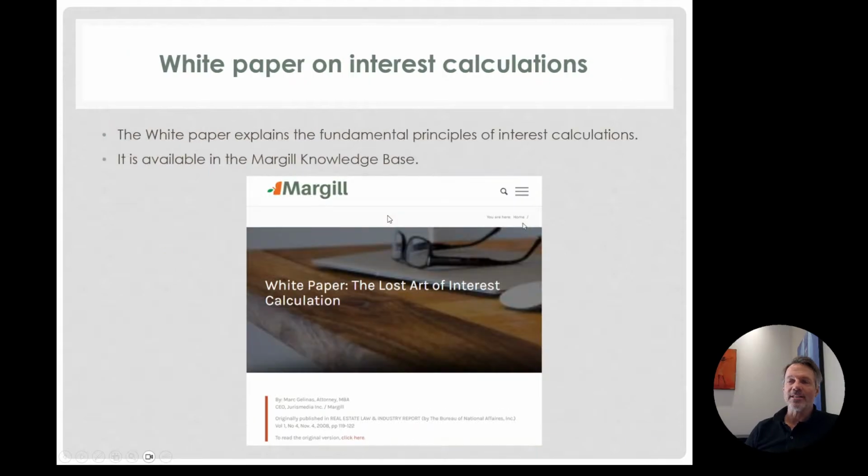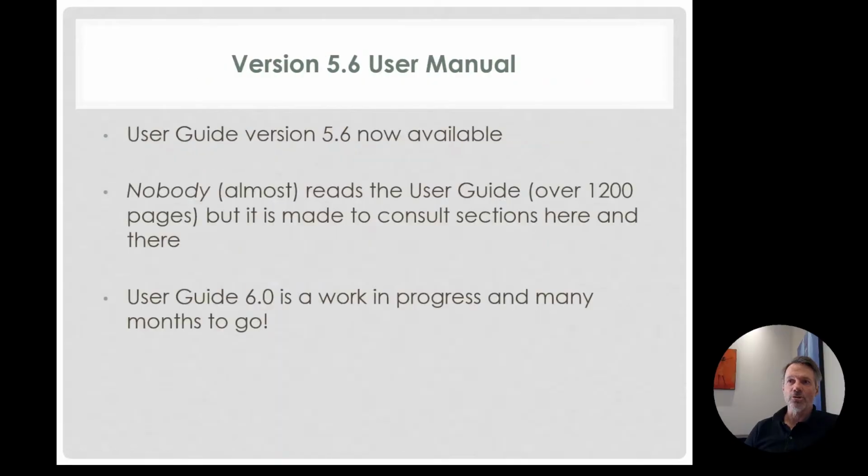The white paper on interest calculations. This is something I wrote back in 2008, and it's been printed. It was published in the Real Estate and Law Industry Report, and the version we have online is updated once in a while when we find new interesting aspects about interest. So we explain everything from simple interest, compound interest, day count. All these elements which people don't really know, we talk about them in an easy way in this paper.